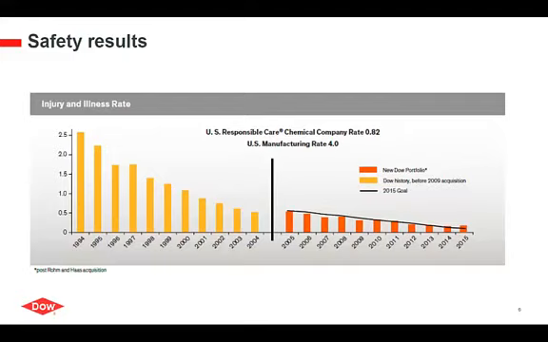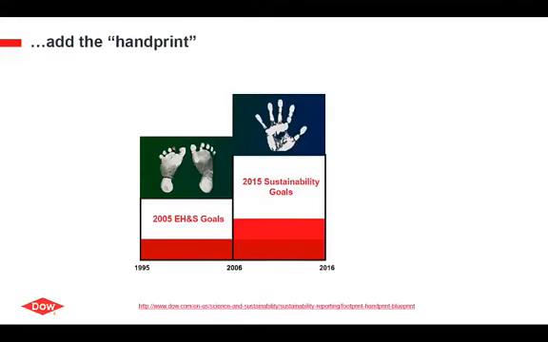On the next slide, besides our continued focus on the footprint, this second set of 10-year goals, the 2015 sustainability goals, also introduced a focus on what we now call our handprint. That is, the benefits made possible by using our products.